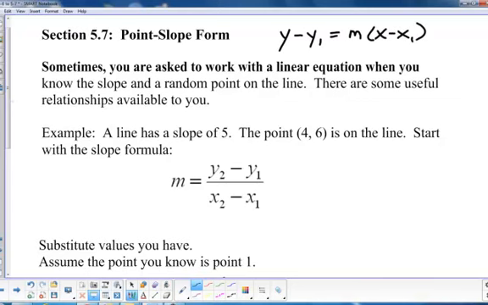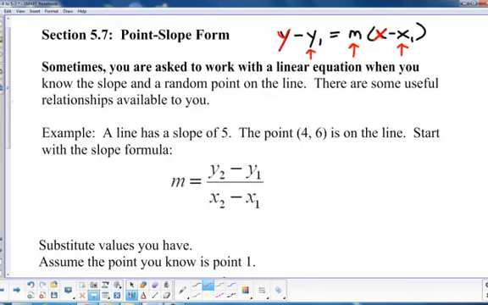Now, this y is always going to be there. This x is always going to be there. And then basically you're going to fill in that one, and that one. And you can leave it in point-slope form. Point-slope form can convert to standard form, convert to slope-intercept form. All of them can convert to each other.